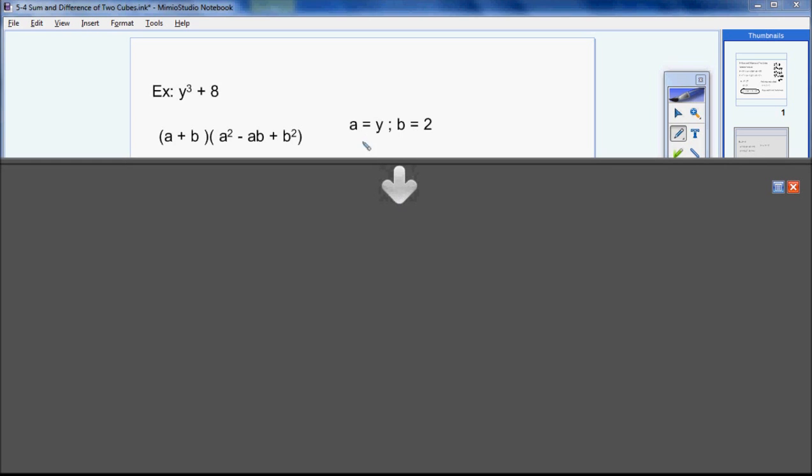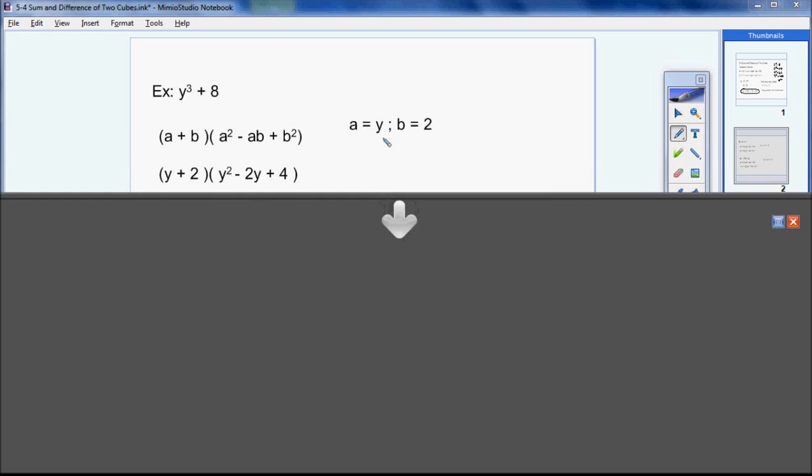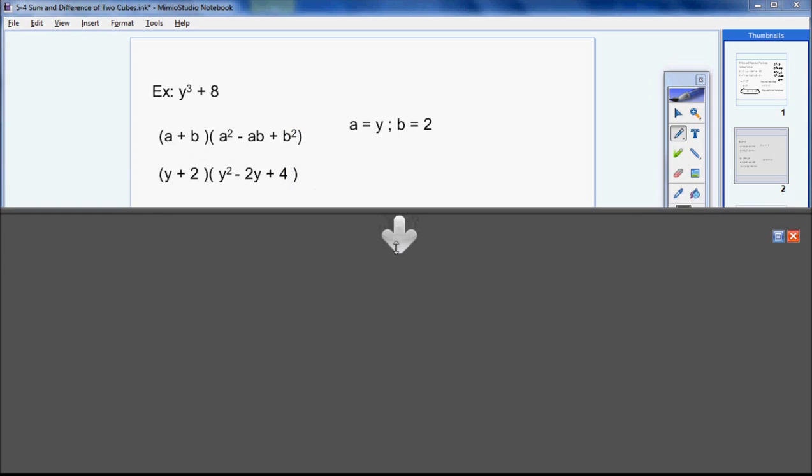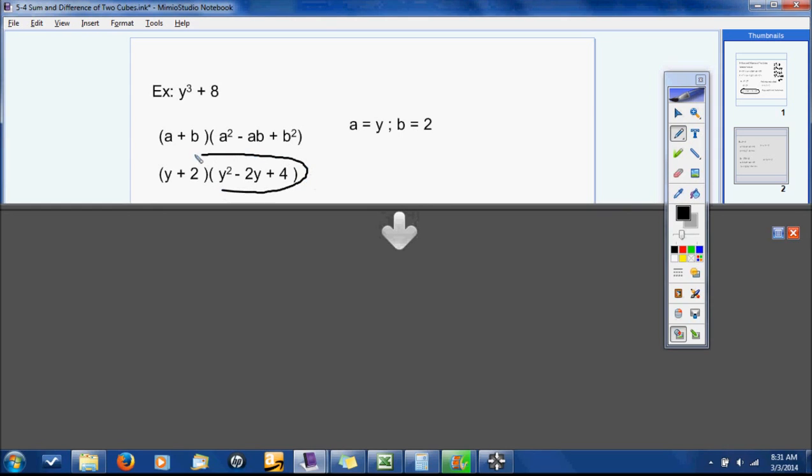And then once again you plug in. Y is going to go in everywhere you see an A. And 2 is going to go in everywhere you see a B. Y plus 2 times y squared minus 2y plus 2 squared, which is 4. And the whole factoring is done right there at that point. There is your answer.